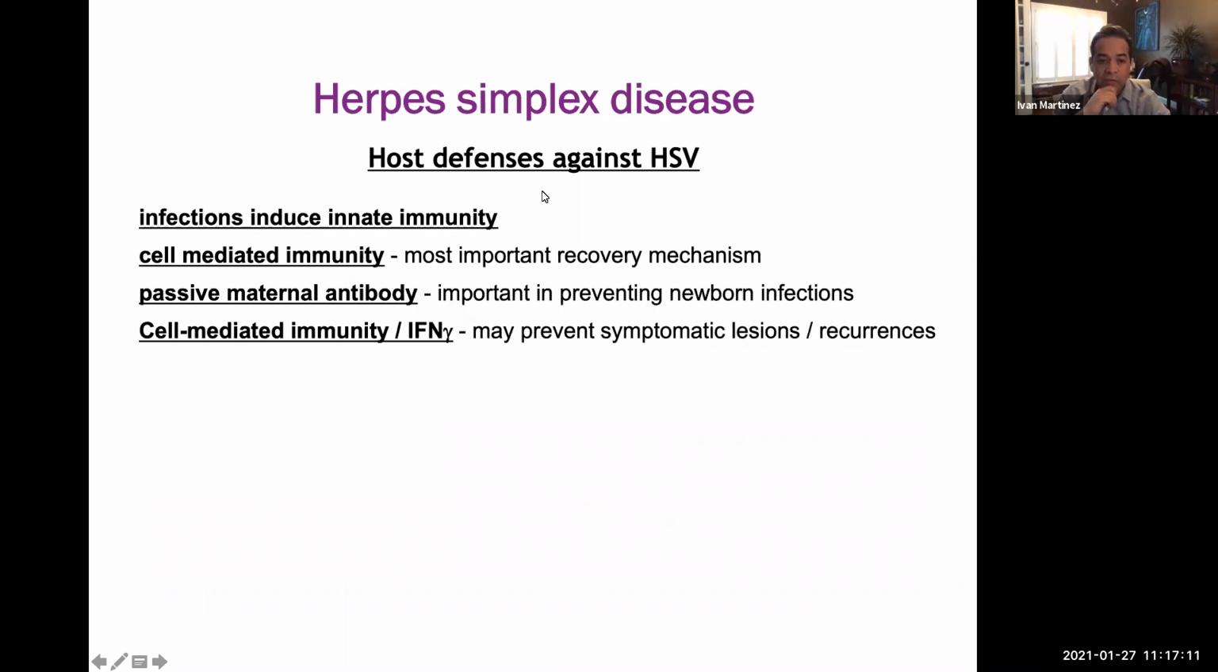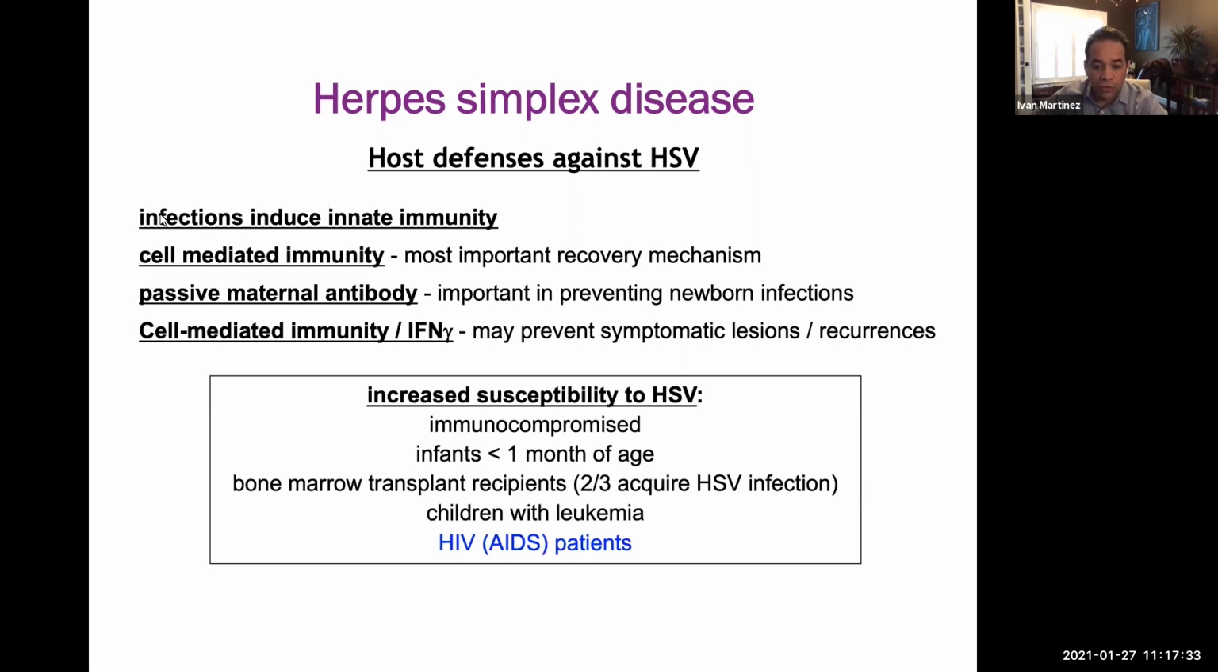Host defense against HSV, of course, infection-induced innate immune response, cell-mediated immunity, the most important recovery mechanism. Also, the passive maternal antibodies are important in preventing newborn infections, and cell-mediated immunity with interferon may prevent symptomatic lesions and recurrence. Now, of course, people that have high susceptibility against HSVs are people that are highly immunocompromised, like, for example, infants less than 1 month of age, or people that have bone marrow transplants, or kids with leukemia, or HIV patients.